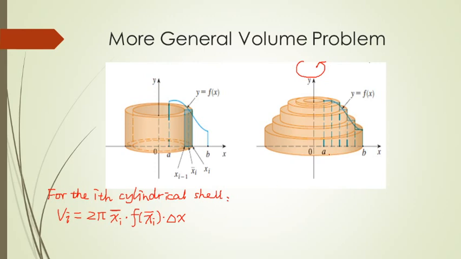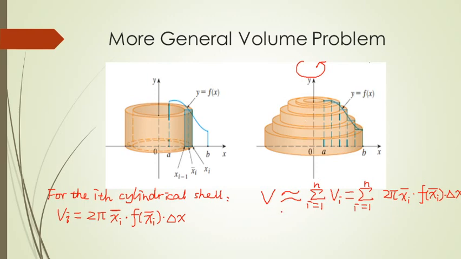How can we get the sum of all those approximating shells? So you take the Riemann sum, right? You take the Riemann sum, with the index i starting from 1 to n of Vi. So I can rewrite the shell's formula: 2 pi xi bar times f of xi bar times delta x. So the sum of the n shells' volumes can be used to estimate the volume of the solid.